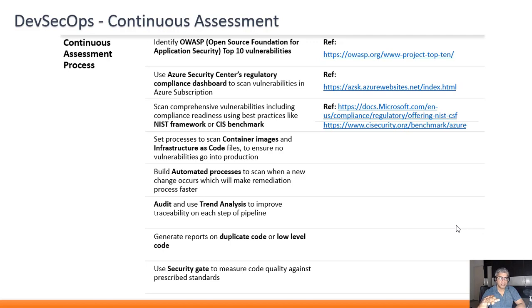All these vulnerabilities need to go through some compliance readiness, which is part of the CIS benchmark or NIST framework. The NIST framework and the CIS benchmark are cybersecurity frameworks and security benchmarks that need to be followed by each of these processes. So a comprehensive vulnerability process needs to be followed over there. We need to make it compliance ready.